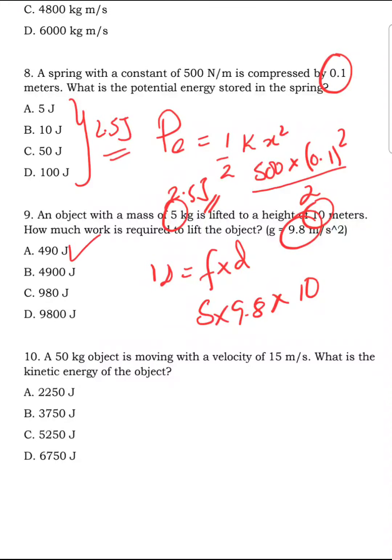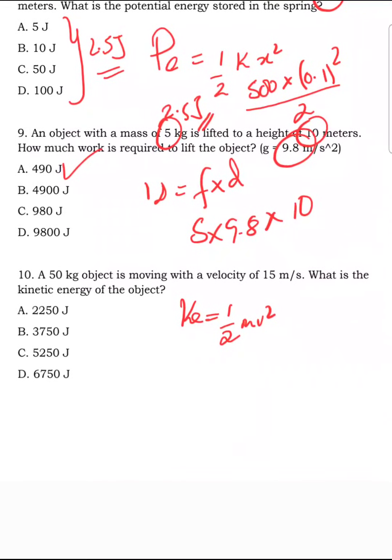Yeah, it's there. A 50 kg object is moving with a velocity of 15 meters per second. What is the kinetic energy of the object? So KE is just half mass times v squared. The mass is 50, velocity is 15 squared. So we are saying 15 squared multiplied by 50, then we divide by 2. I'm getting 956.